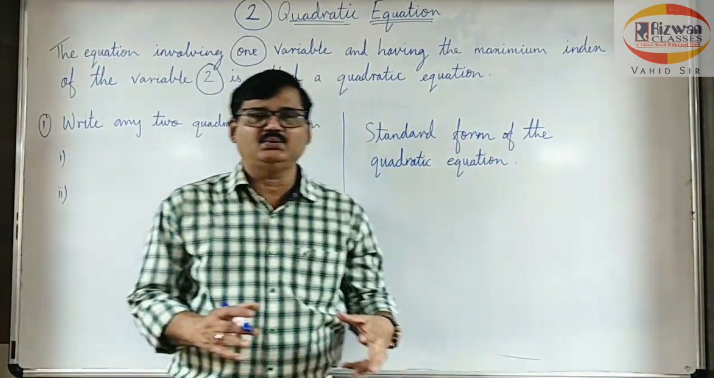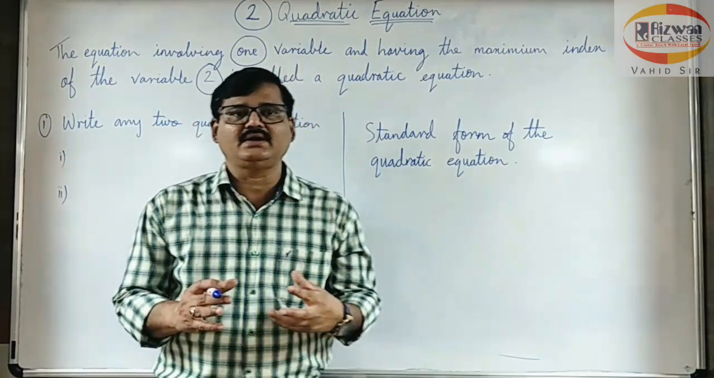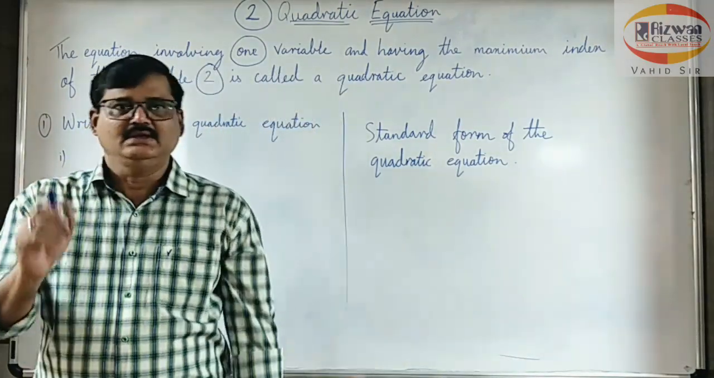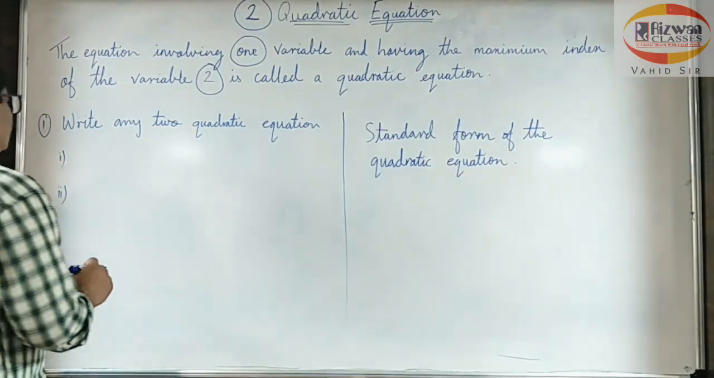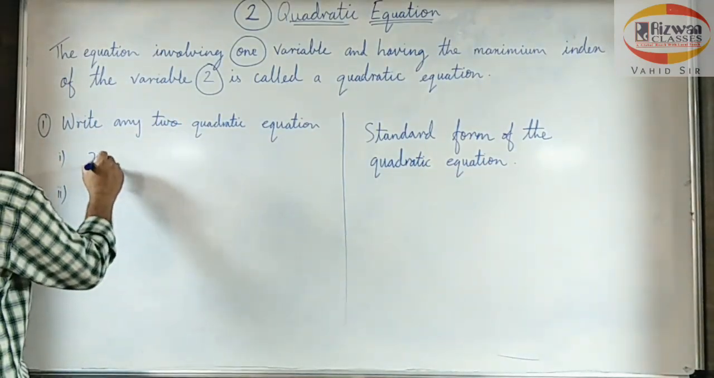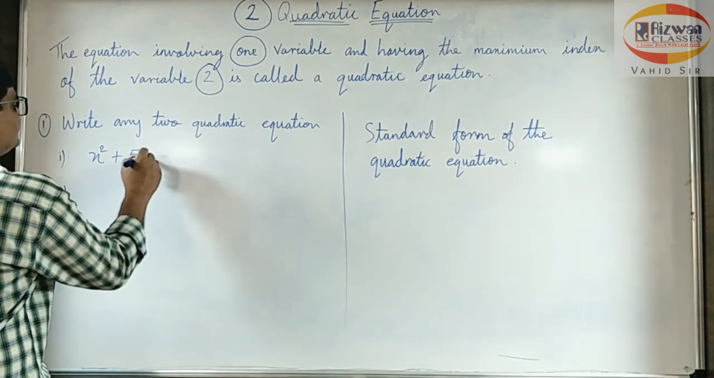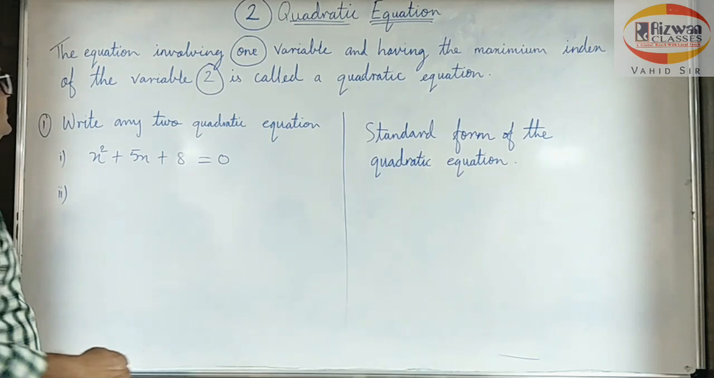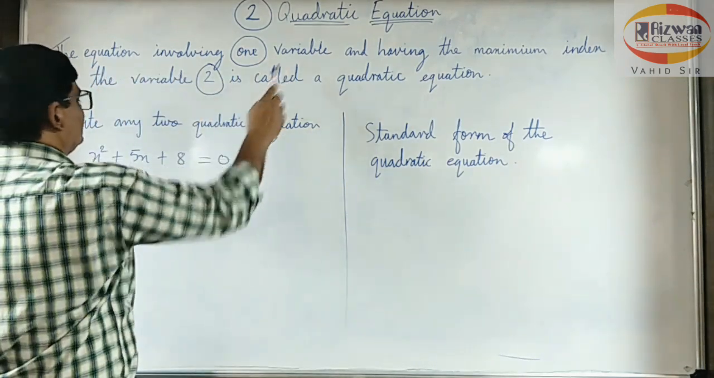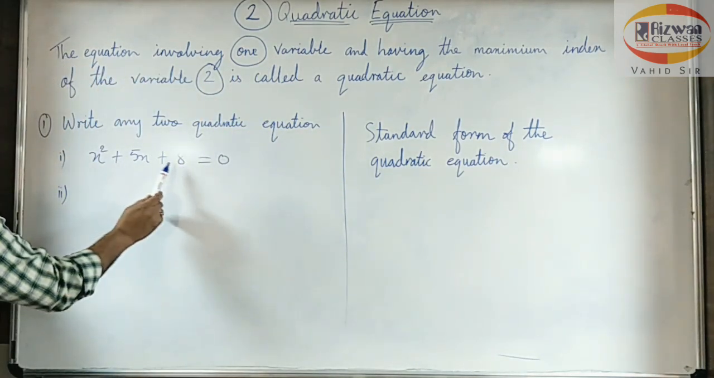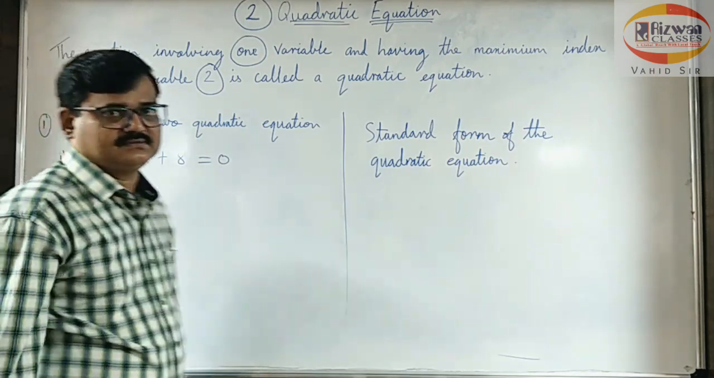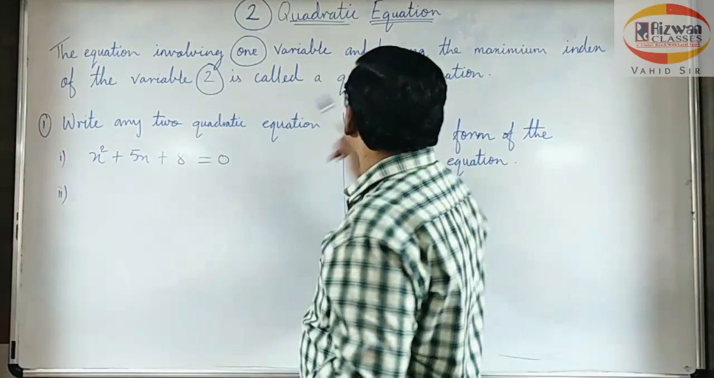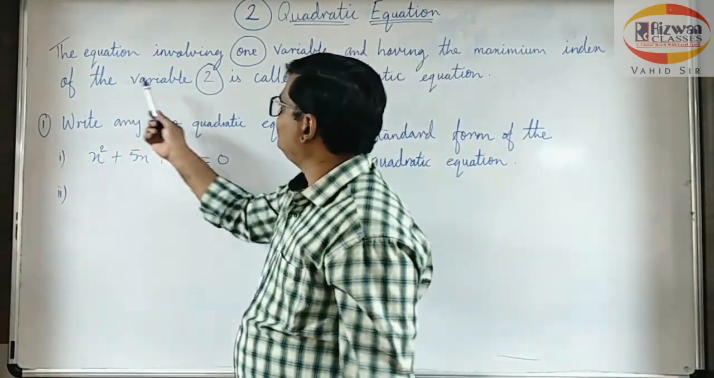Now I'll write one example of a quadratic equation and show you what it is. Here you can see, I can write x square plus 5x plus 8 is equal to 0. Can you see this? In this case, the equation involves one variable. Which variable is there? X. It has one variable, and the maximum index of the variable is 2.